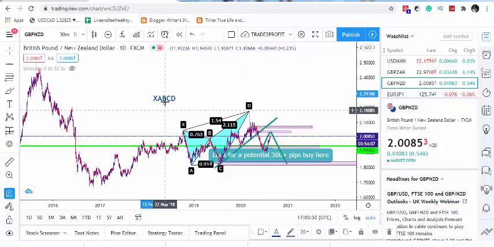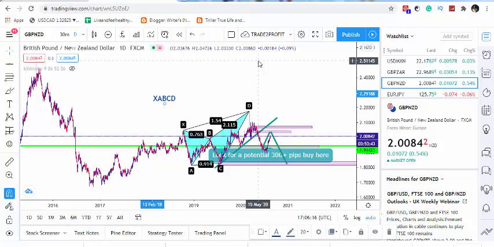So, the XABCD pattern. Before you begin to trade this strategy, you need to know how to use the Fibonacci. In one of my videos, I've taught you how to use the Fibonacci, so if you've not seen that video, go check it out. You need to have a proper understanding of how to use the fib. If you can use the fib, you can trade the strategy.